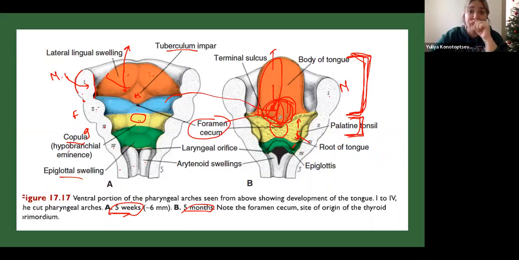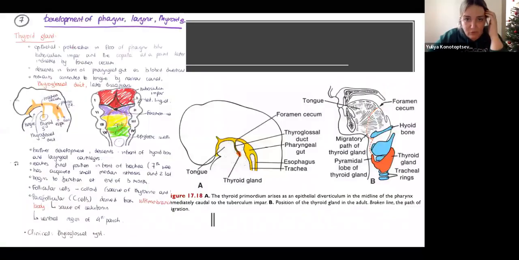Sorry. You do have it by the 5th month, but you don't have it by the 5th week. So let's talk about what is foramen cecum. And when you're describing the foramen cecum, you're actually talking about the thyroid gland. The thyroid gland consists of 2 types of cells, right? We have the follicular cells and we have the parafollicular cells.